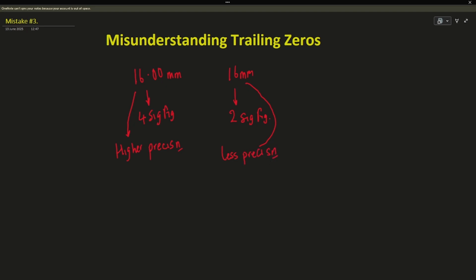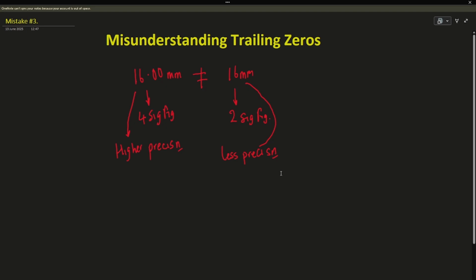So 16.00 millimeter is not equal to 16 millimeter. In practice, 16.00 millimeter tells engineers that this measurement is exact to what? To 2 decimal places, which is an indication of accuracy in design tolerance.